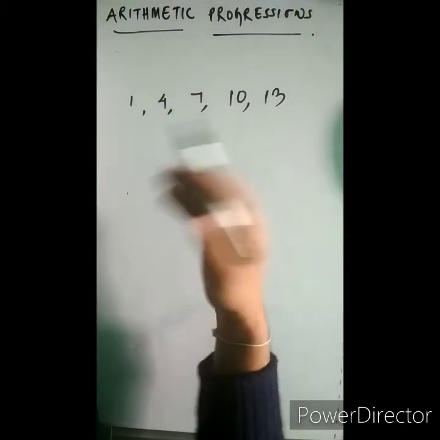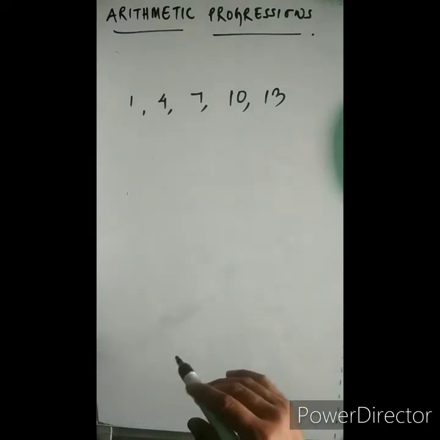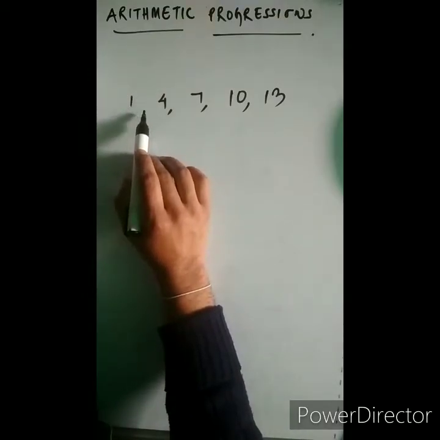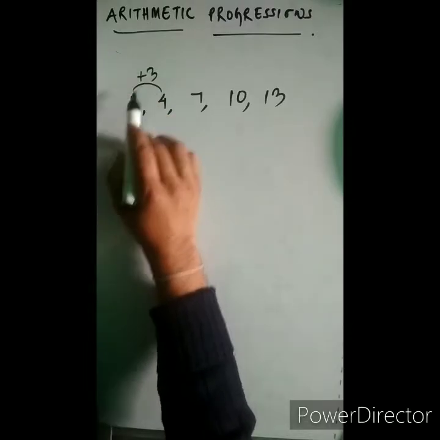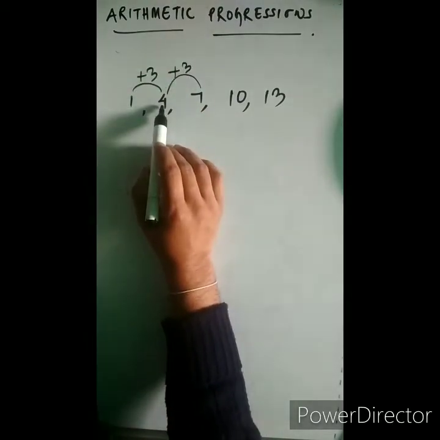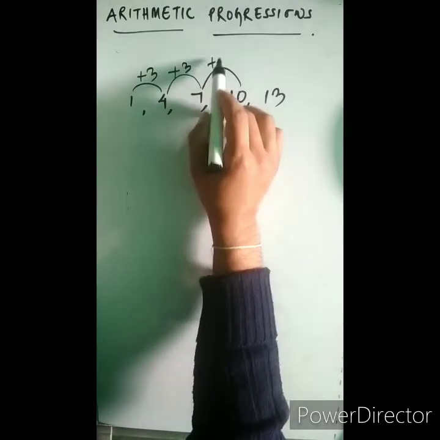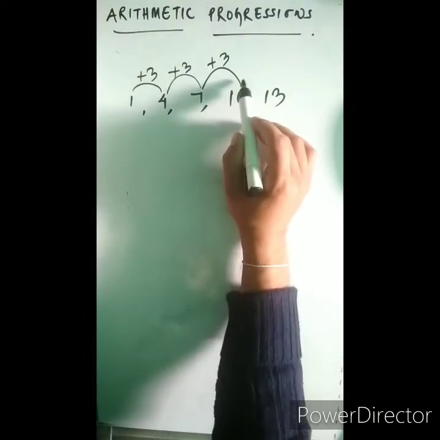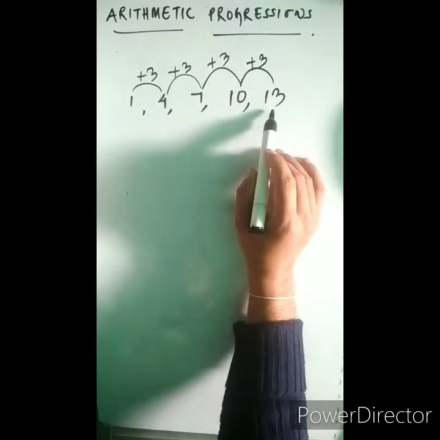I have arranged them in an ordered manner by following some rule. So let me tell you the rule now. If I add 3 to the first number, then I get the second number. If I add 3 again to the second number, then I get the third number. If I add 3 again to the third number, then I get the fourth number. Then if I add 3 again to the fourth number, then I get the fifth number.